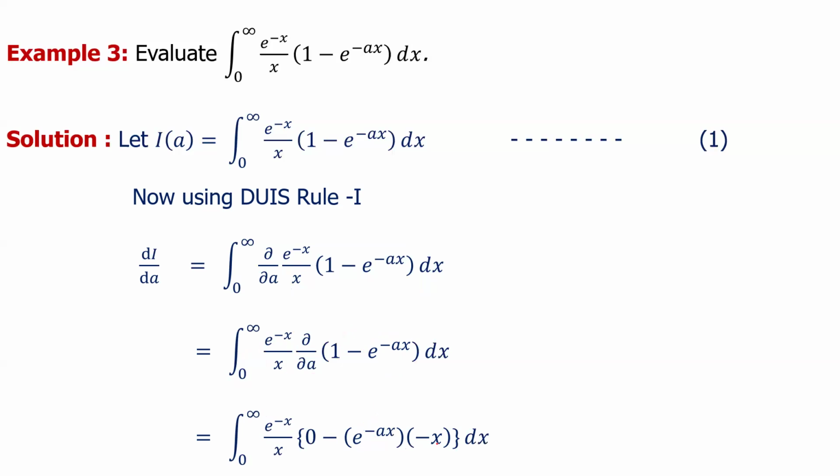I think this is clear, but let me explain it again. The derivative of 1 with respect to a is 0. The derivative of e^(-ax) is e^(-ax), and again the derivative of -ax with respect to a is -x. Now, this x and this x will cancel, and this minus and this minus will become plus.